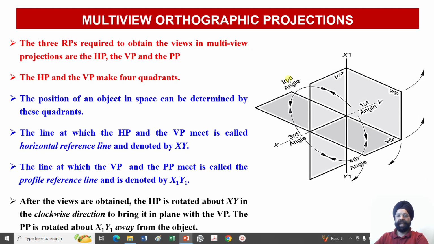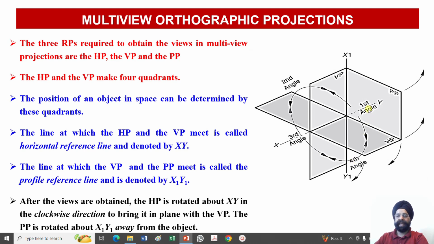The object will lie in the second quadrant when it lies behind the vertical plane but above the horizontal plane. The object will lie in the third quadrant when it lies below the horizontal plane and behind the vertical plane. The object will lie in the fourth quadrant when it lies below the horizontal plane and in front of the vertical plane.